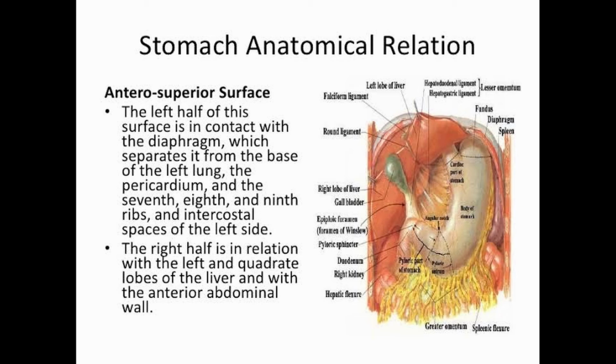Firstly we discuss the relations of the anterior superior surface. The left half of this surface is in contact with the diaphragm, which separates it from the base of the left lung, the pericardium, and the 7th, 8th, and 9th ribs and the intercostal spaces of the left side. The right half is in relation with the left and quadrate lobes of the liver and with the anterior abdominal wall. So the left half is in contact with the diaphragm and the right half is in contact with the liver.